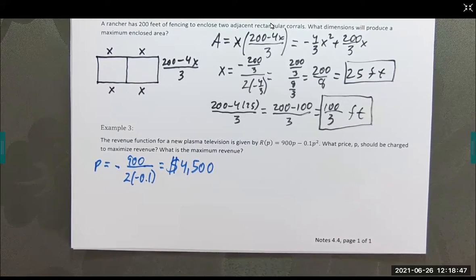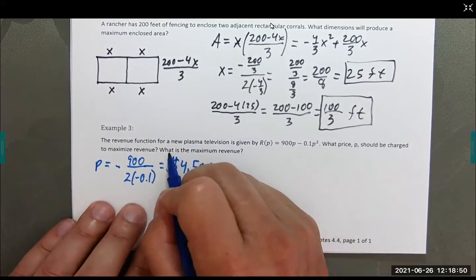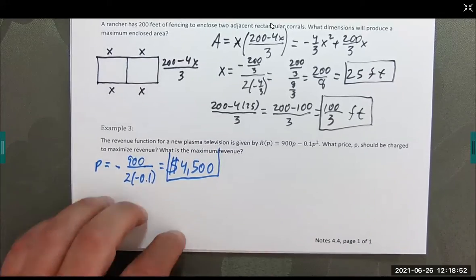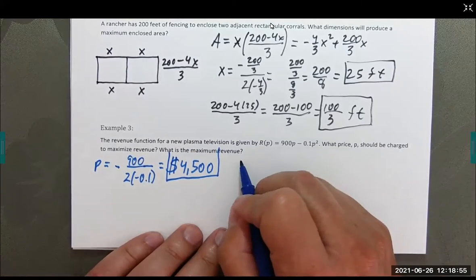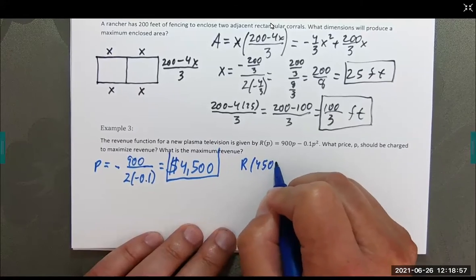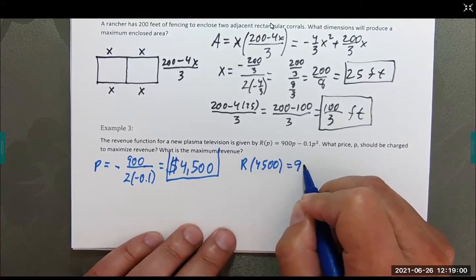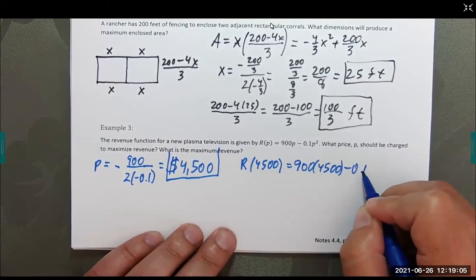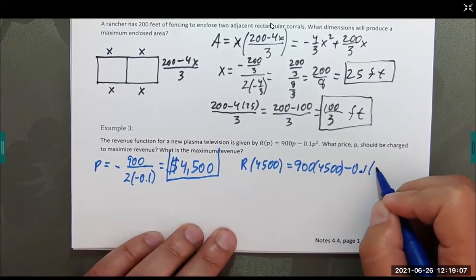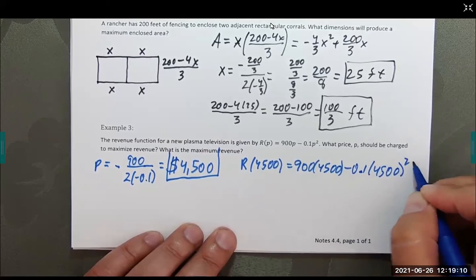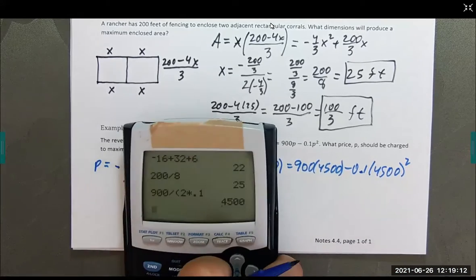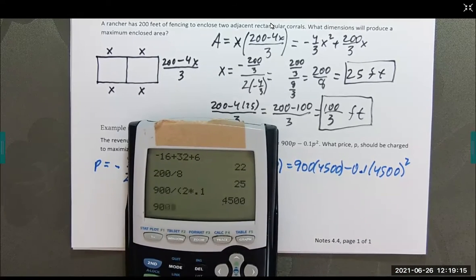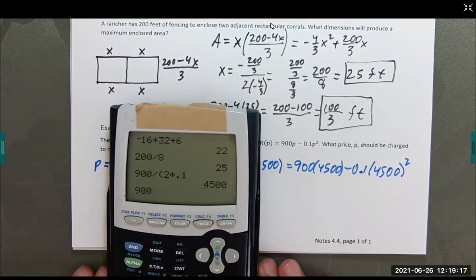And what is the maximum revenue? Well, this is the first answer of the two. To answer the second question, what is the maximum revenue? I'm going to plug that into here. So R of 4,500 is going to equal 900 times 4,500 minus 0.1 times 4,500 squared. And I'm going to do this all as one line with my calculator. A different calculator may require you to use more parentheses and things like that. So please make sure that you practice.